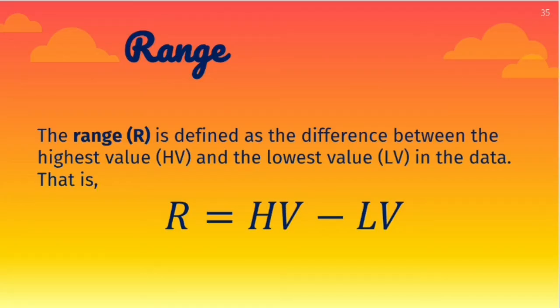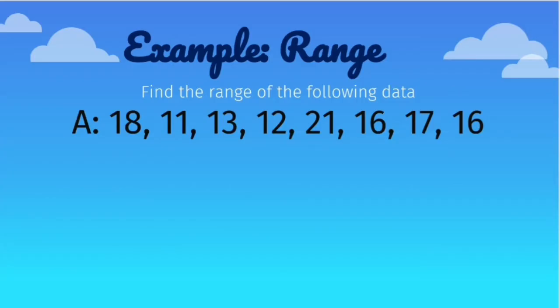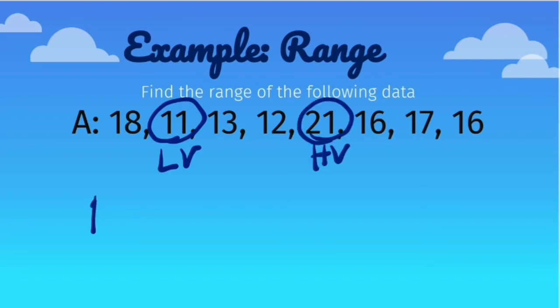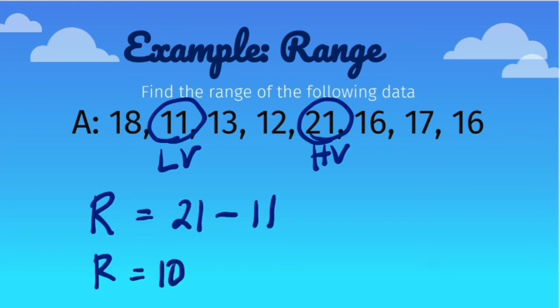The range is defined as the difference between the highest value and the lowest value in the data set. That means we simply subtract the lowest value from the highest value. Example, find the range of the following set of data. Here we have 11 as our lowest value and 21 as our highest value. So to solve for our range, we have 21 minus 11. That would give us 10.